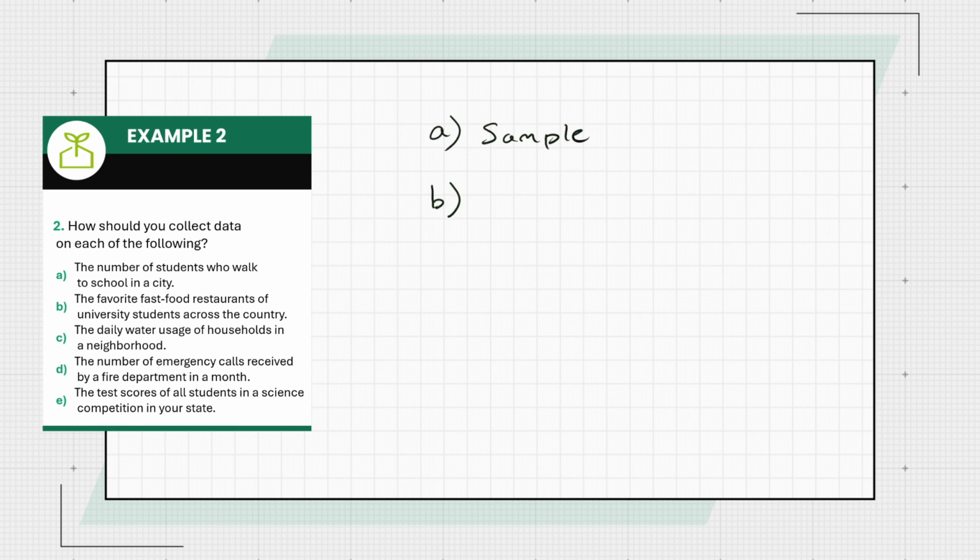For B, the favorite fast food restaurants of university students across the entire country. Again, it's unrealistic to sample an entire nation's worth of students at a university level. So we are going to use a sample here as well. For C, the daily water use of households in a neighborhood. So a specific neighborhood may be quite small, and also we can collect this information from water meters without interacting with anyone. So for this one, it would be observation.